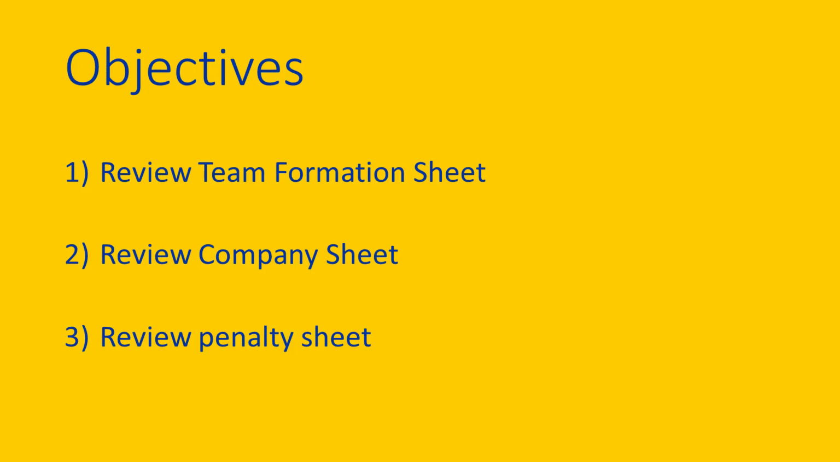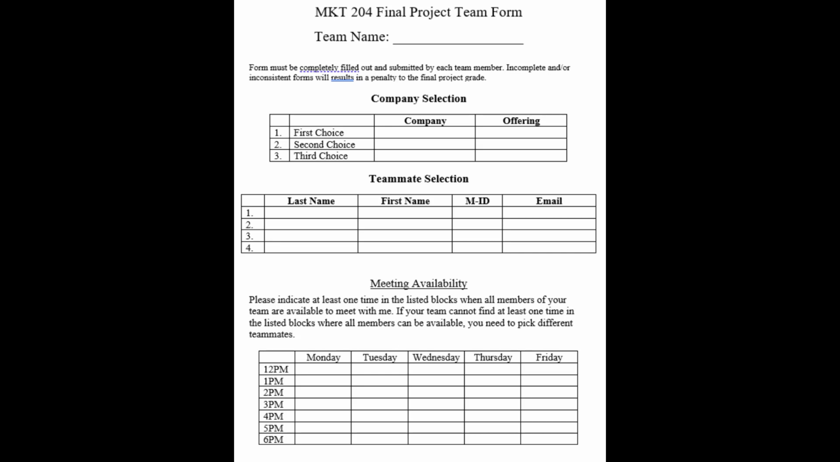There are three objectives for this video. First, review the team formation sheet. Second, review the company sheet. And third, review the penalty sheet. The team form sheet is used to select your final project company, offering, and most importantly, your teammates.